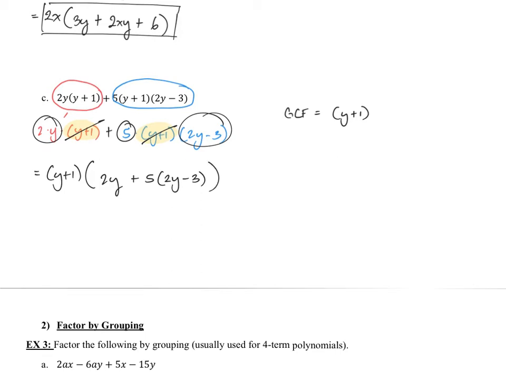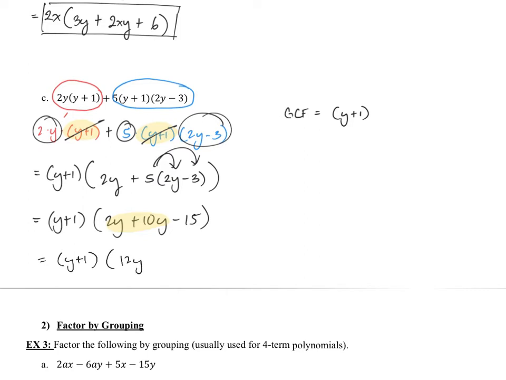And we can leave it like that. If you want to, you could multiply this out. Let's do that next step. (y plus 1) times (2y plus 10y minus 15). And then we could simplify the y's together, and we're left with (y plus 1) times (12y minus 15). And there we are, done.